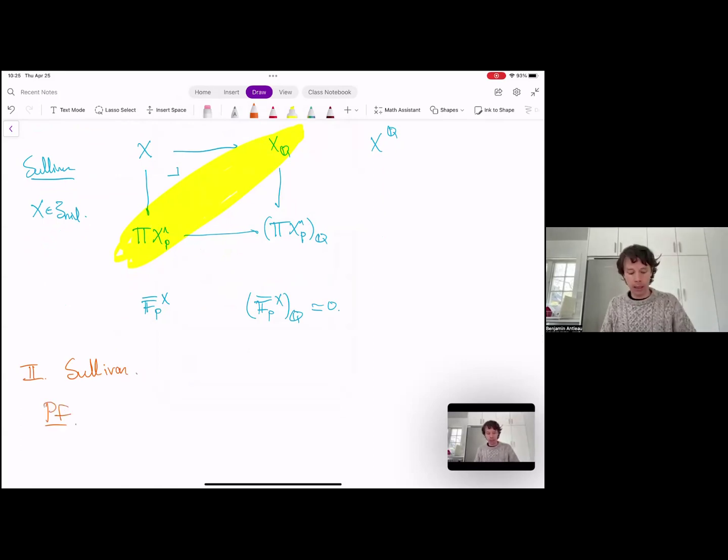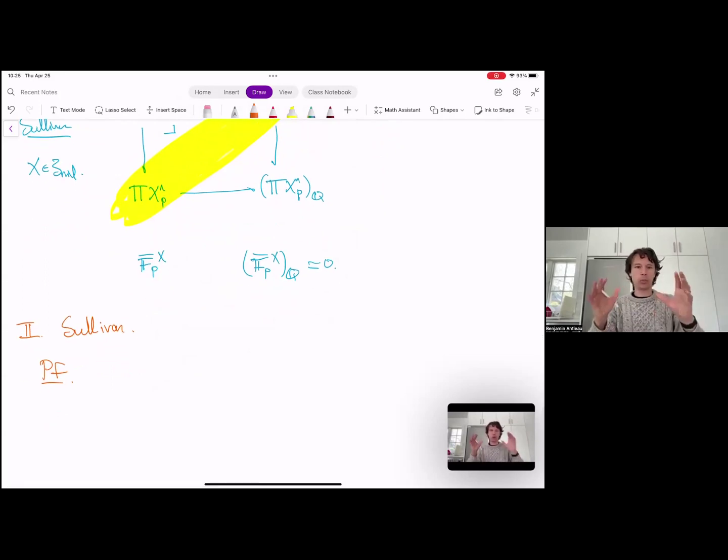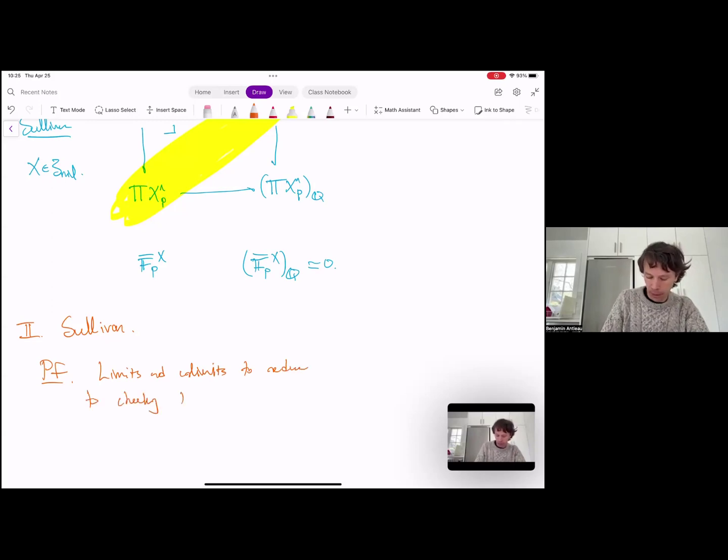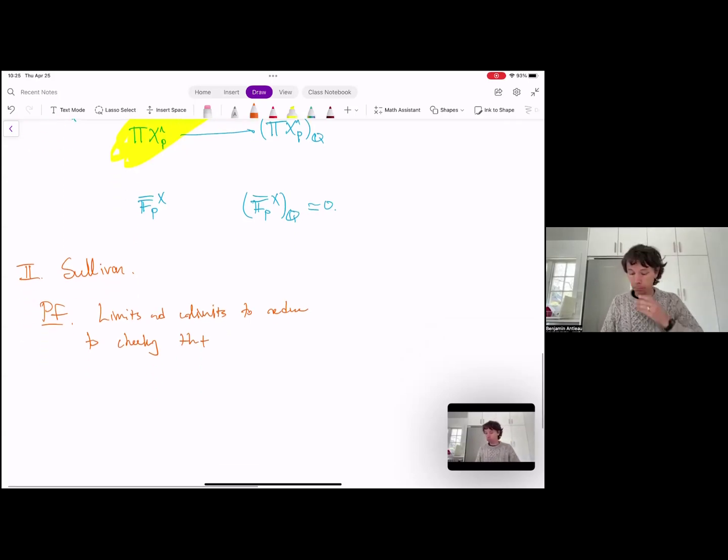So first, basically, you just do some easy category theory, make some argument with limits and colimits to reduce to checking that maps from A, so you get down to a single Eilenberg-MacLane space. So Q cochains on K(Q,n) back to Q is equivalent to K(Q,n).